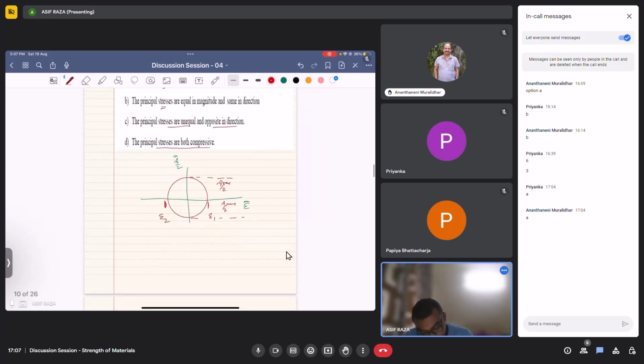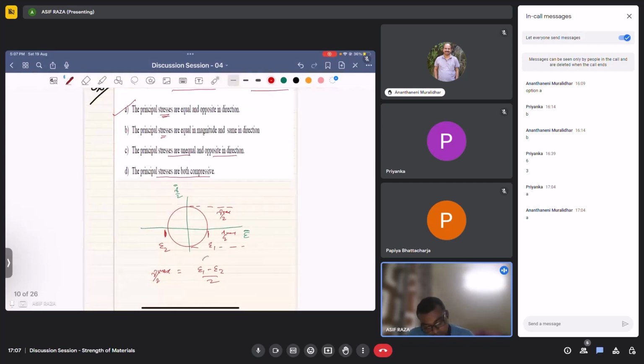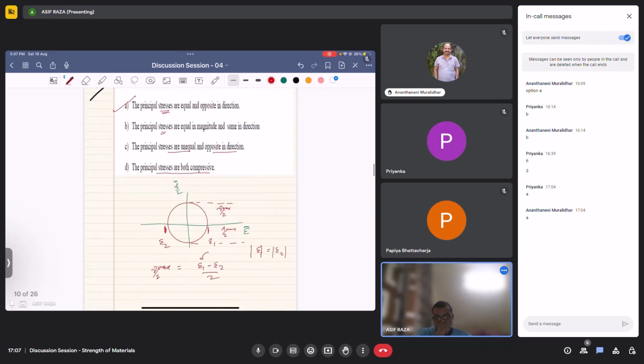So gamma by 2 max is equal to epsilon 1 minus epsilon 2 by 2, and this would be as in the case where epsilon 1 and epsilon 2 are equal in magnitude and in opposite direction. Okay, so the answer would be option A.